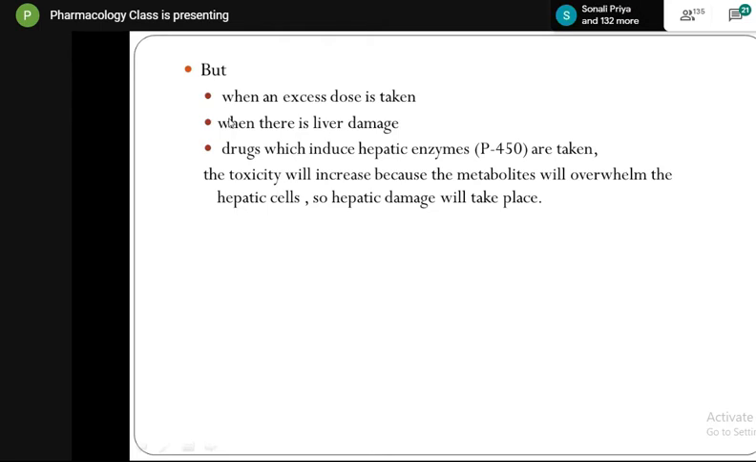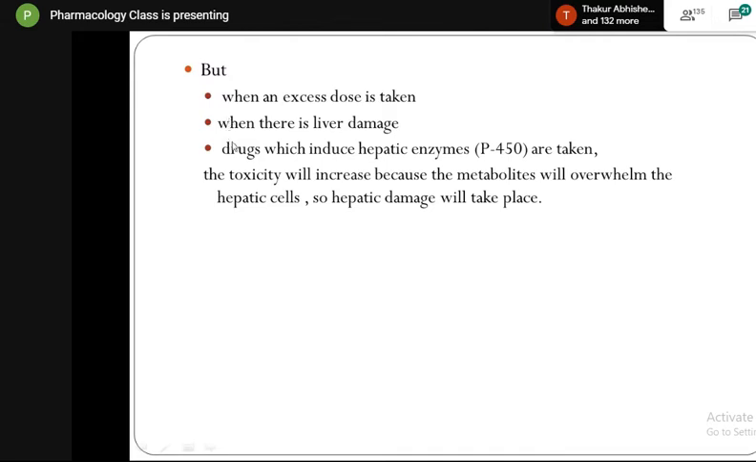The next thing is when there is liver damage. Obviously, when the liver is damaged, the function of the liver will be critically impaired. So in that case also, the drugs generating toxic metabolites will not be fully metabolized, and therefore the exposure to toxic metabolites will be much higher in the body.